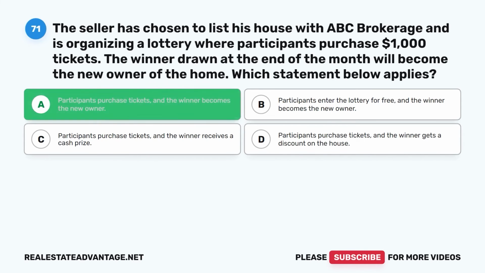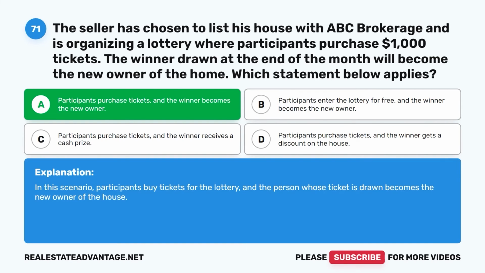The correct answer is A. Participants purchase tickets, and the winner becomes the new owner. In this scenario, participants buy tickets for the lottery, and the person whose ticket is drawn becomes the new owner of the house.